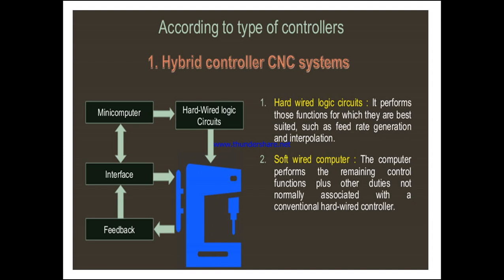The hardwired logic circuit performs those functions for which it is best suited, such as feed rate generation and interpolation. In the same way, the computer performs the remaining control functions plus other duties not normally associated with the conventional hardwired controller. So hybrid is nothing but overall control, acting as a closed loop system, controlling the overall machine by using the computer.